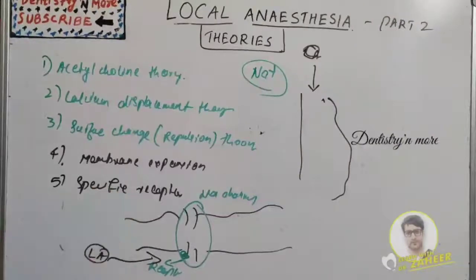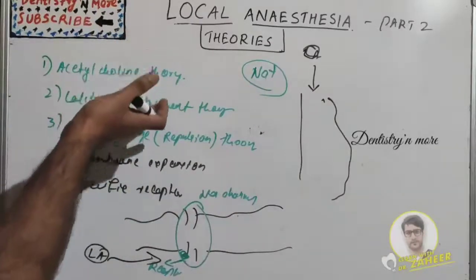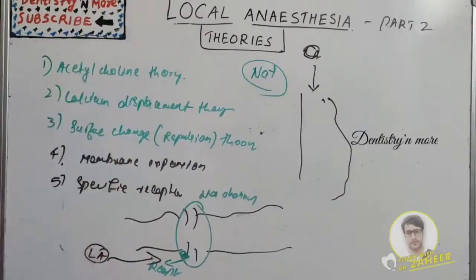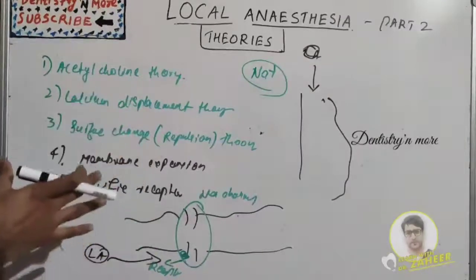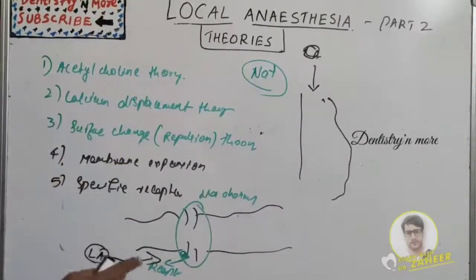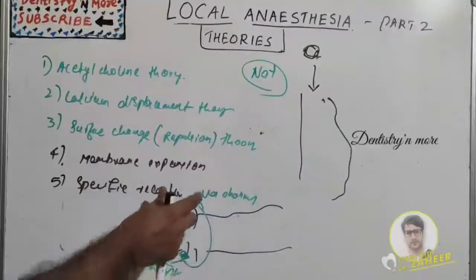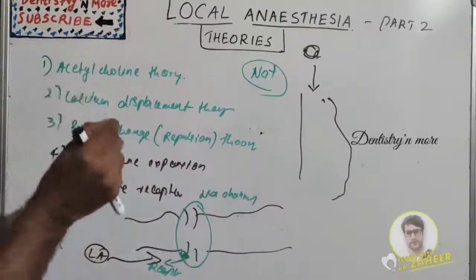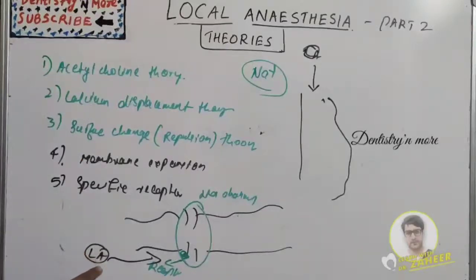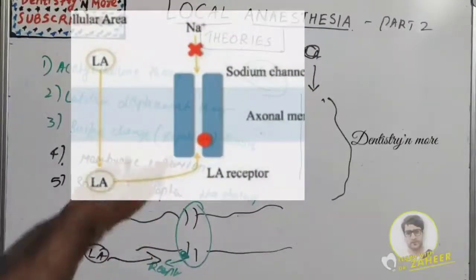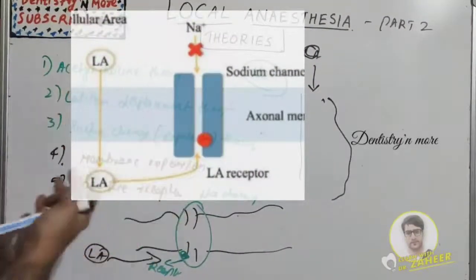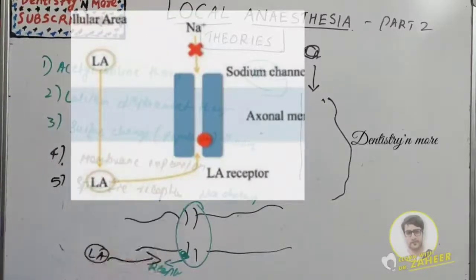And the most accepted theory is the specific receptor theory. This is an entirely different mechanism compared to the other four theories. This theory says that local anesthetics act by binding to specific receptors in the sodium channel. The sodium channel has a specific receptor where the local anesthetic molecules get bound. That is the mechanism. So not acetylcholine, calcium displacement, surface charge or membrane expansion. This is the real mechanism of how the LA works.